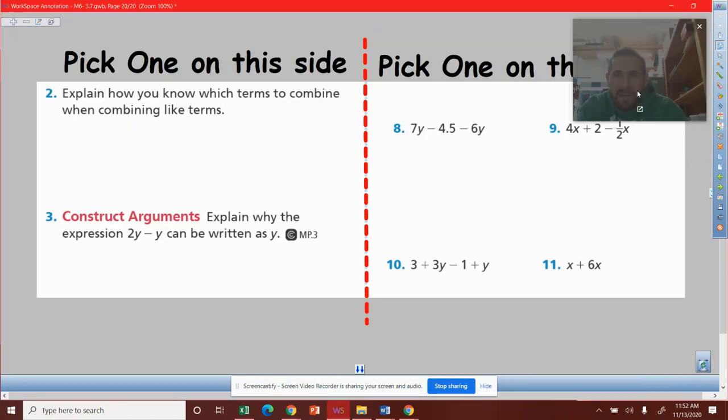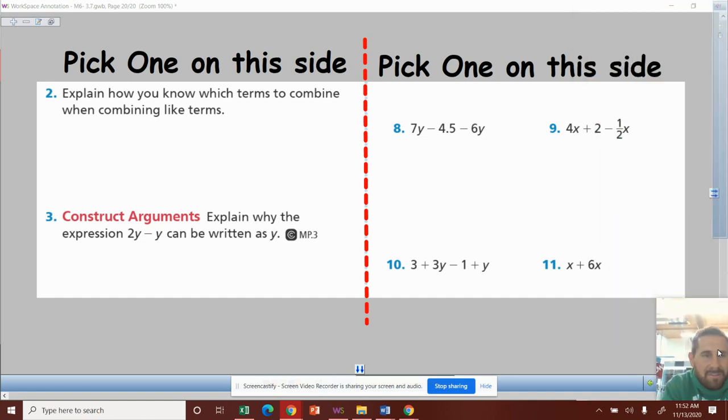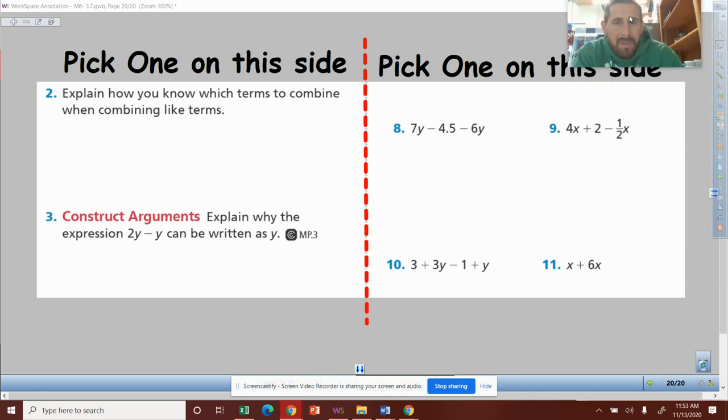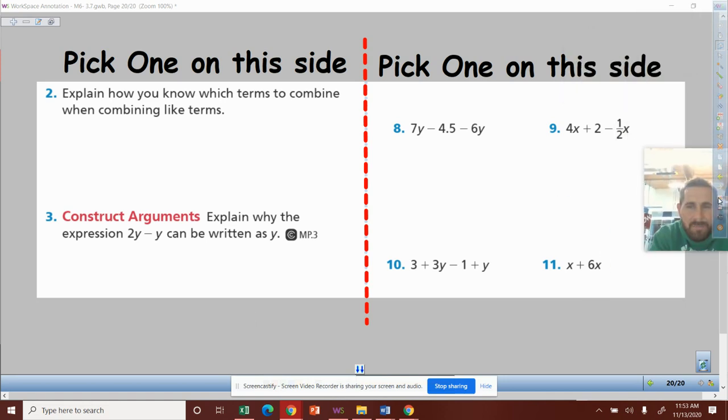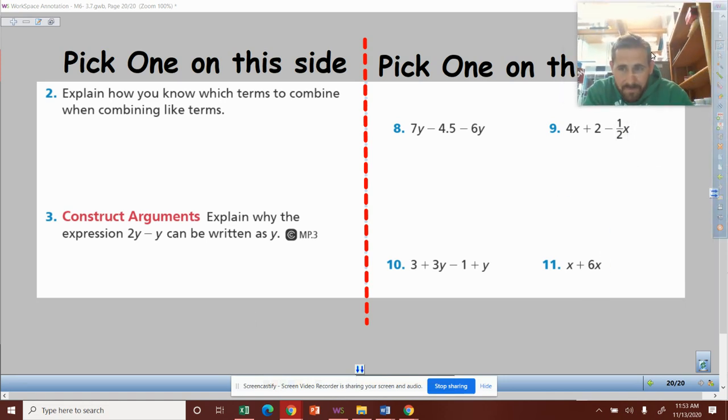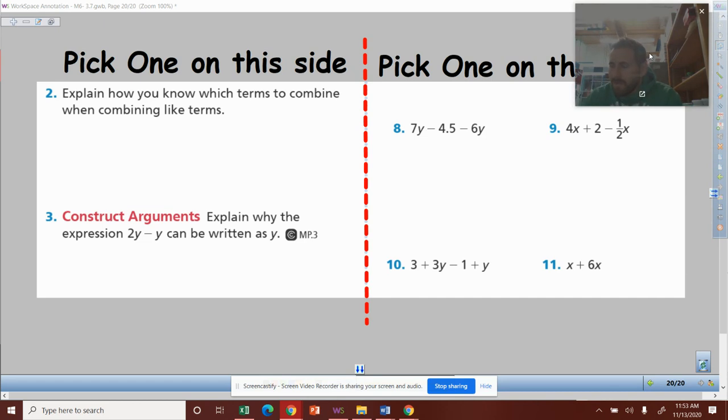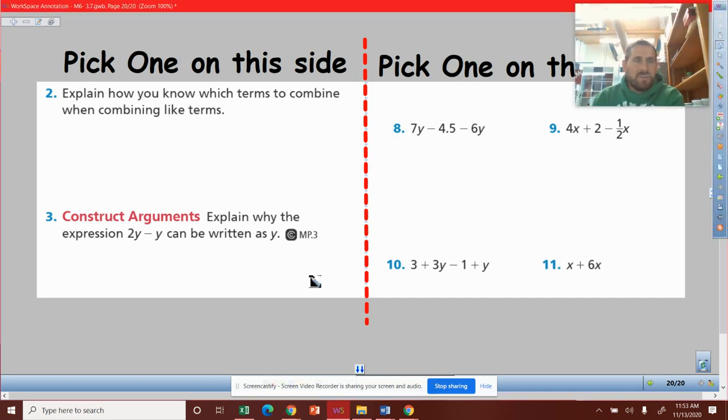So it should be a Flipgrid exit ticket. I don't know which question you answered, so we're going to go through them all. But I asked you to pick one on this side and pick one on this side, so you should be doing two problems. I'll go over them all because I don't know which ones you picked and make sure we understand it. Okay, explain how you know which terms to combine when combining like terms.